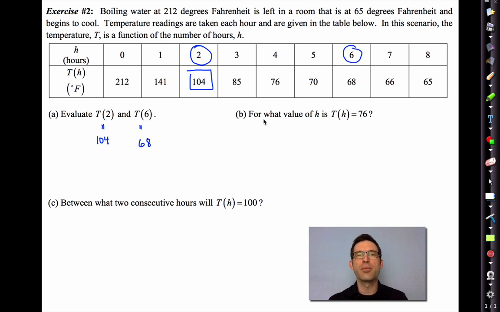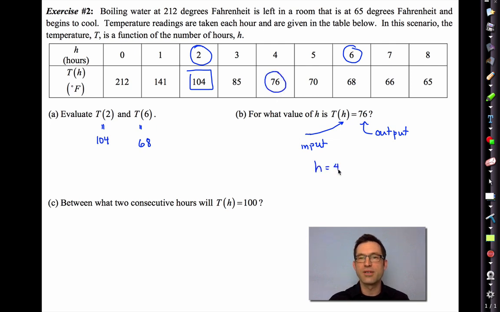Now, what's interesting about letter B is it says, for what value of h is T of h 76? Notice here what I'm being given is the output, and I want to know what the input is. That's always a little bit trickier, but with a table it's awesome because I scan along here, I find an output of 76, and therefore my input is h equals 4. Make sure to put h equals 4 there.